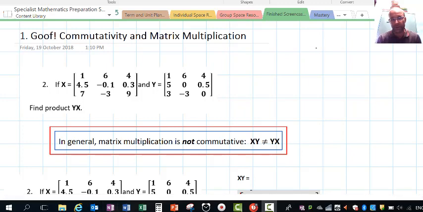Commutativity, as you know, is something with real numbers where you can swap the order and basically get the same result. So with just regular real numbers, you've got a plus b equals b plus a, or a times b equals b times a. We know that's true for reals. But matrices are not real numbers.